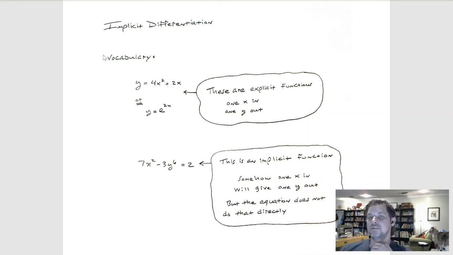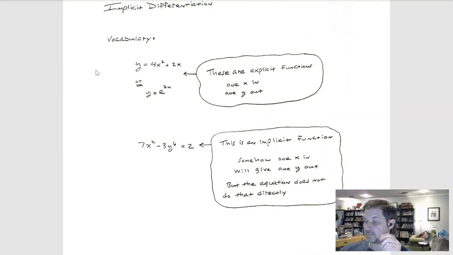Okay. So the reason why we call this procedure implicit differentiation is because, hold on, my cat is visiting me right now. All right.